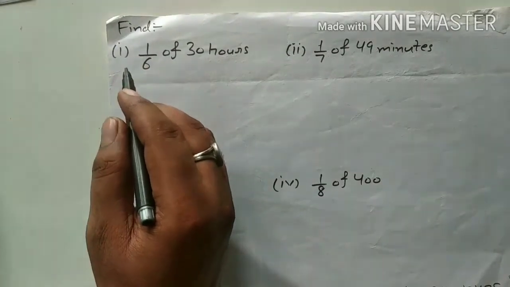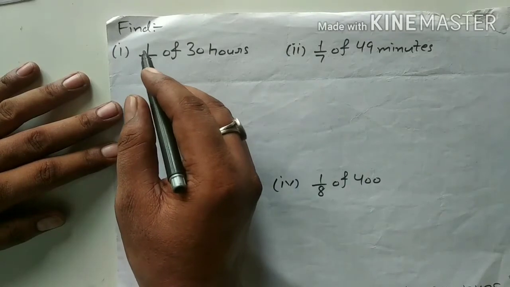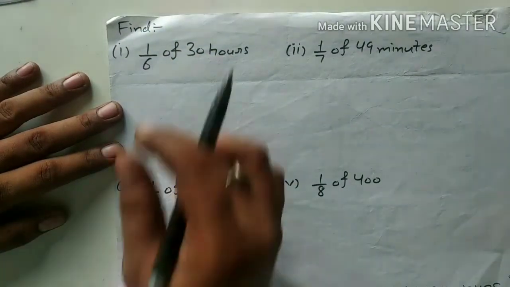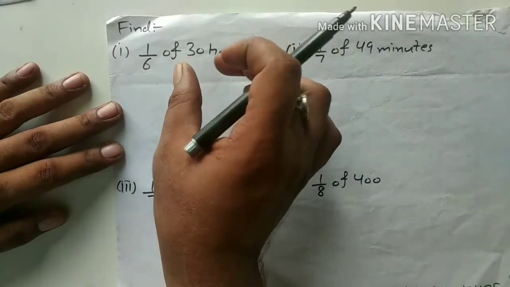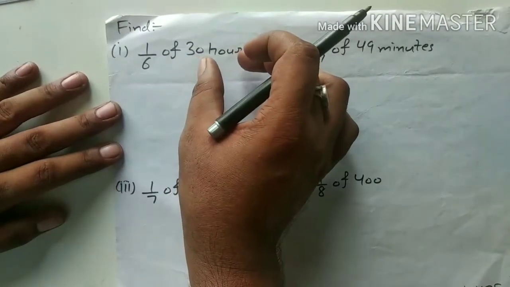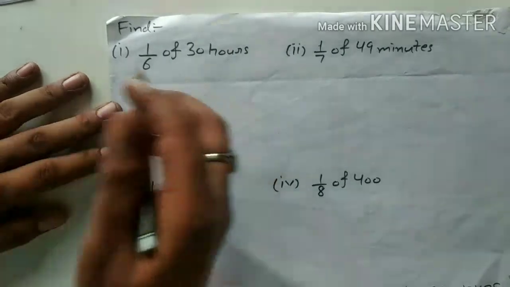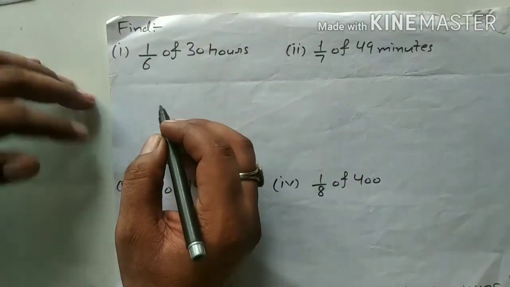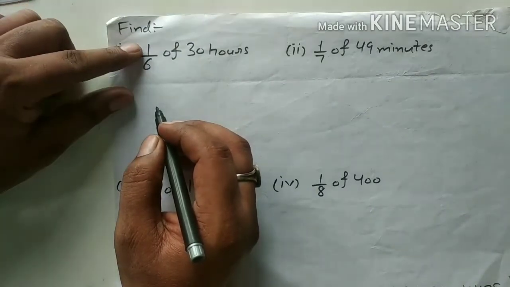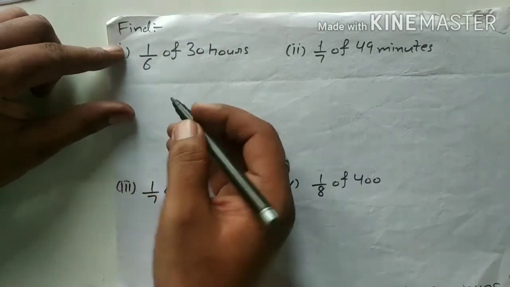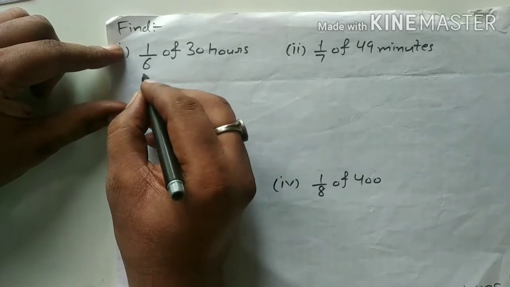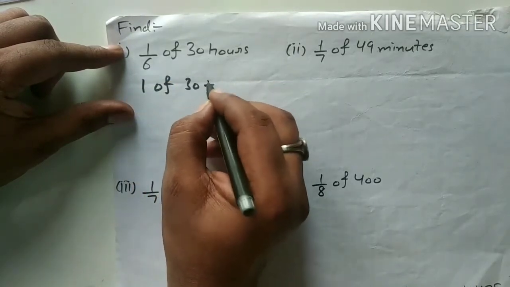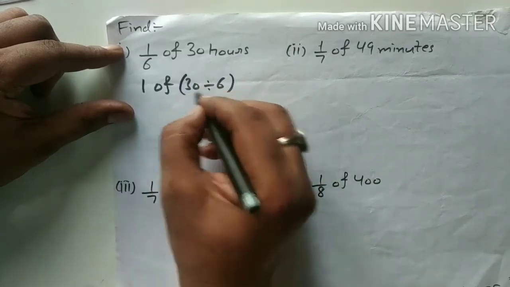Now, we have to solve the first question, that we have to find the 1 by 6 of 30 hours. So, what will be the 1/6 part of 30 hours? These types of questions can be solved easily. Here, this is the fraction 1 by 6, the numerator is 1, the denominator is 6. So, you will have to multiply: just write 1 of 30 divided by 6 hours. Okay, students?